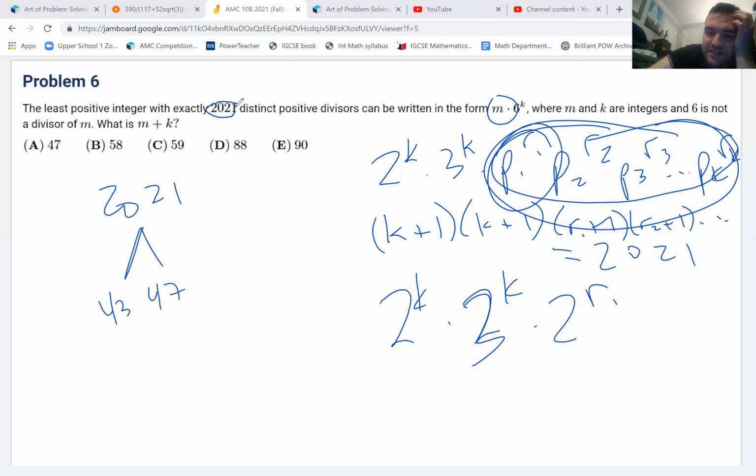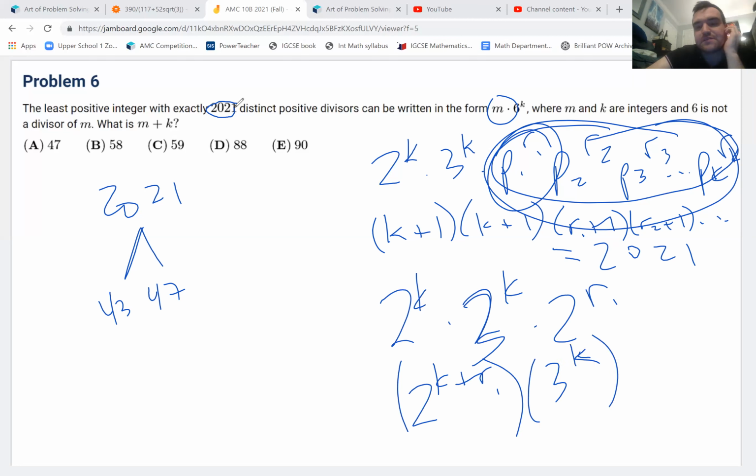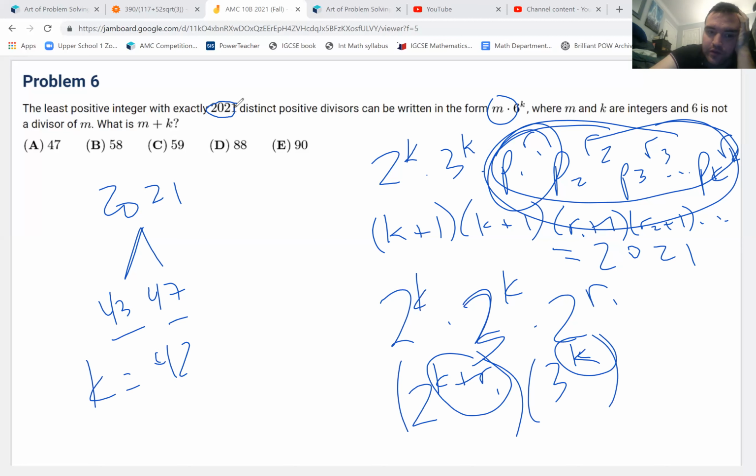Then this number can be written as 2 to the k plus r1 times 3 to the k. We need these to be set up in such a way that one of these would be 42 and the other one would be 46. Since r1 has to be positive, we want k to be 42, and we want k plus r1 to be 46. Well, that makes r1 equal to 4. So then what does that mean?